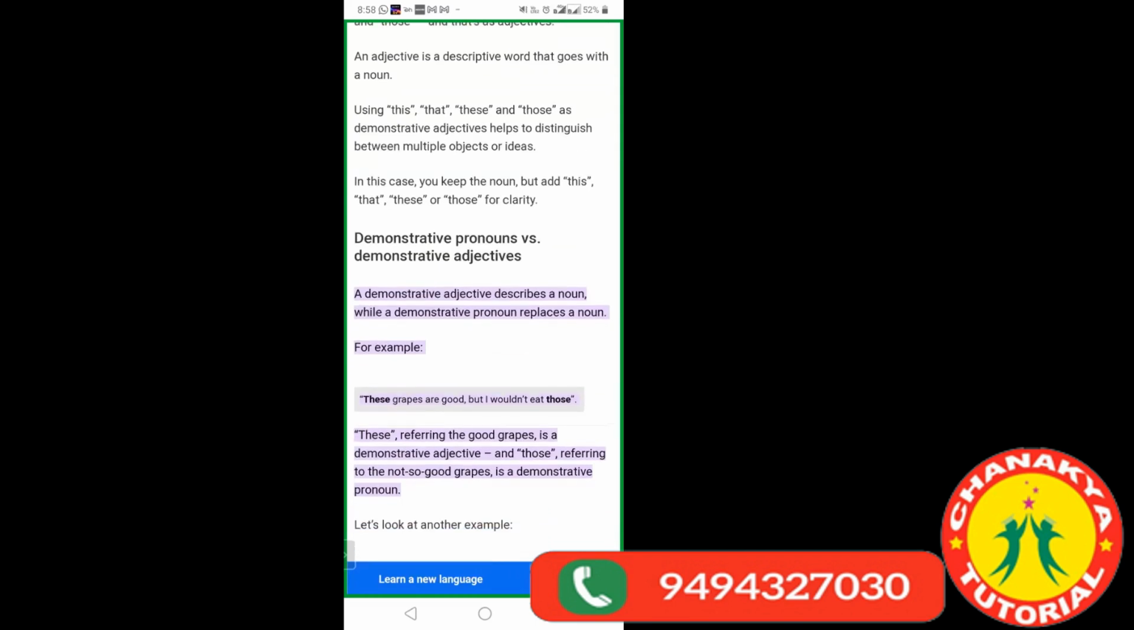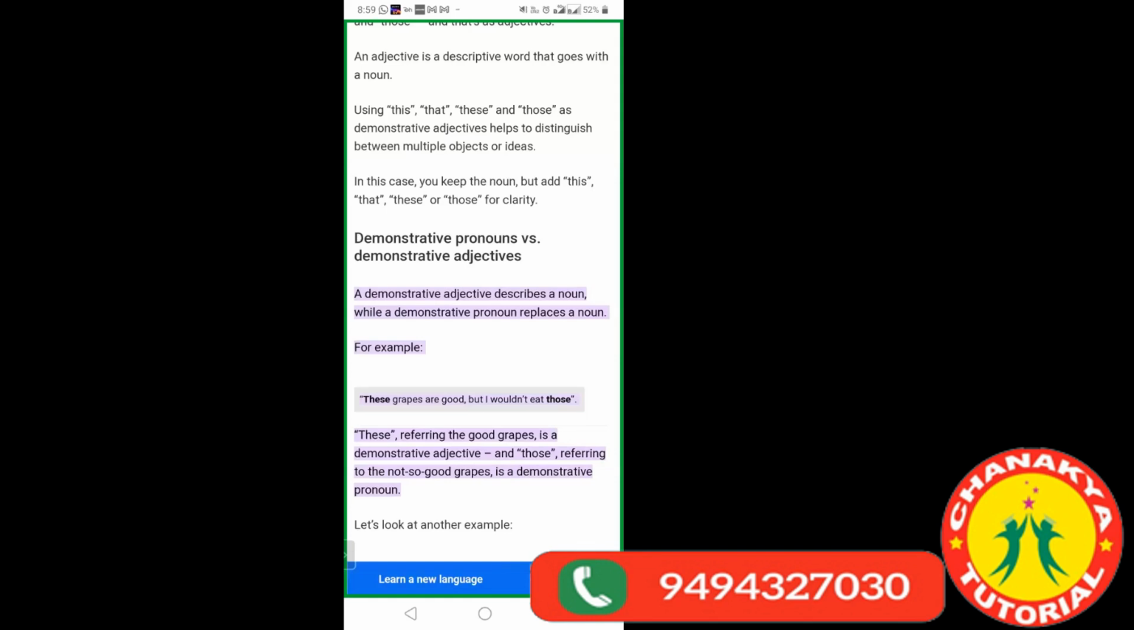A demonstrative adjective describes a noun. An adjective always describes a noun, right? So the girl is looking beautiful. How is the girl looking? She's looking beautiful. So beautiful is the adjective here, right? So always the adjective will describe the noun.